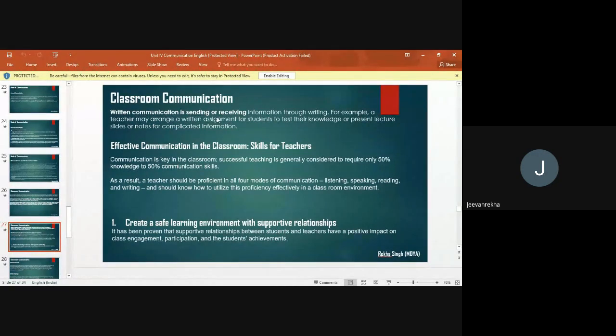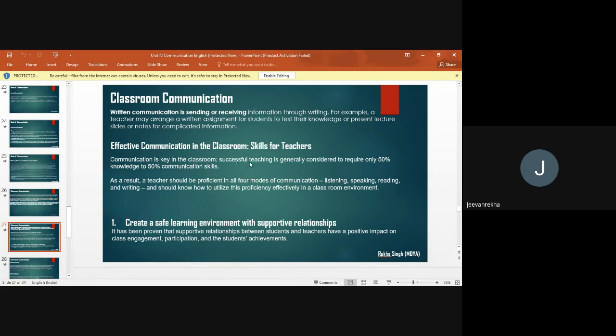Written communication is sending or receiving information through writing. For example, a teacher may arrange a writing assignment for students to test their knowledge, or present lecture slides or notes for complicated information. Means, you can say homework. The teacher has given something to complete, and the student has done it in the notebook and completed the homework, that is written communication in the classroom.